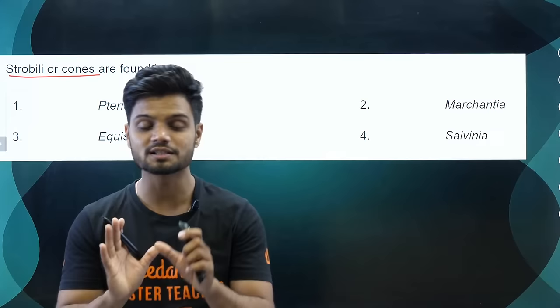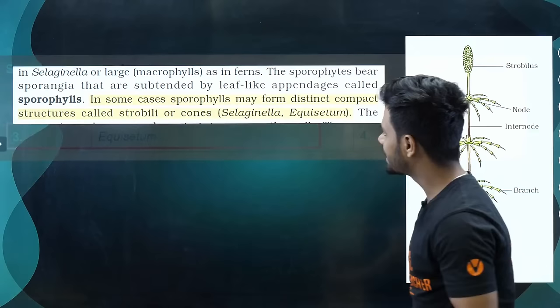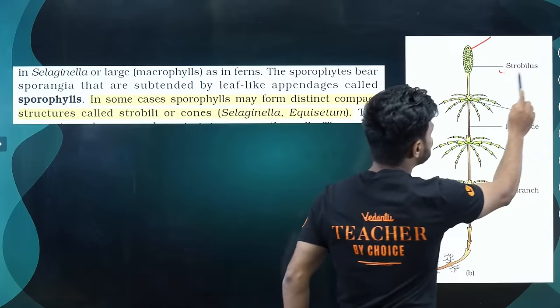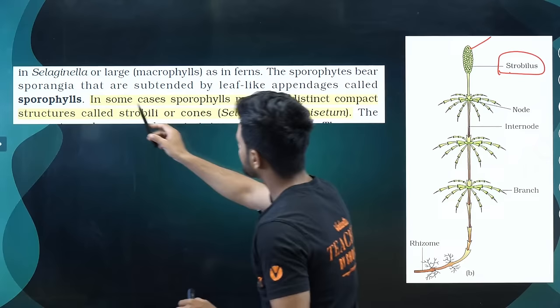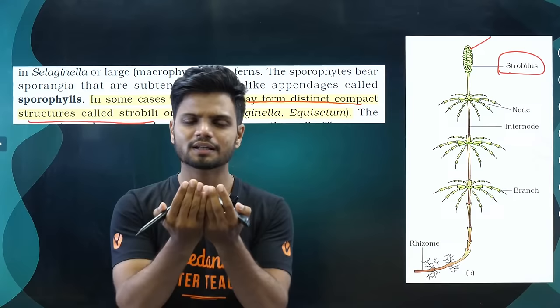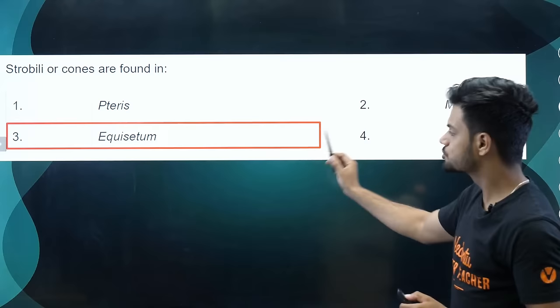Now, strobili or cone are found in your equisetum. Students, they can ask you a diagram-based question. They can give you a diagram like this. See, strobilus is here. That is the example of your equisetum. In some cases, sporophylls may form a distinctive compact structure called strobili. When multiple sporophylls join together, they form a cone or strobili. Example is your selaginella and equisetum. Now students, have they given you selaginella anywhere here? No. So the only answer is going to be your equisetum.